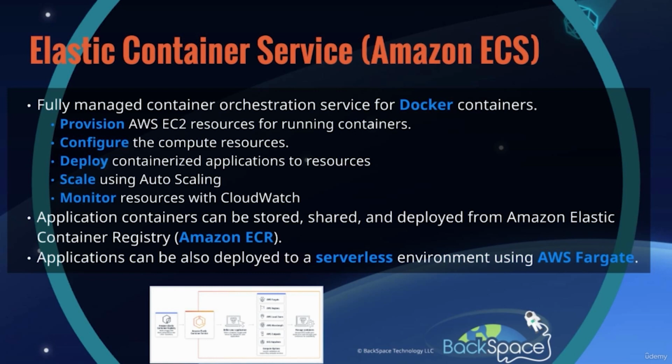The Elastic Container Registry, or ECR for short, is a repository for our Docker containers. And it allows our applications that are on those Docker containers to be stored in ECR and shared and also deployed directly from ECR as well. Our applications can also be deployed to a serverless environment instead of having to use EC2 instances, and we do that using the AWS Fargate service.